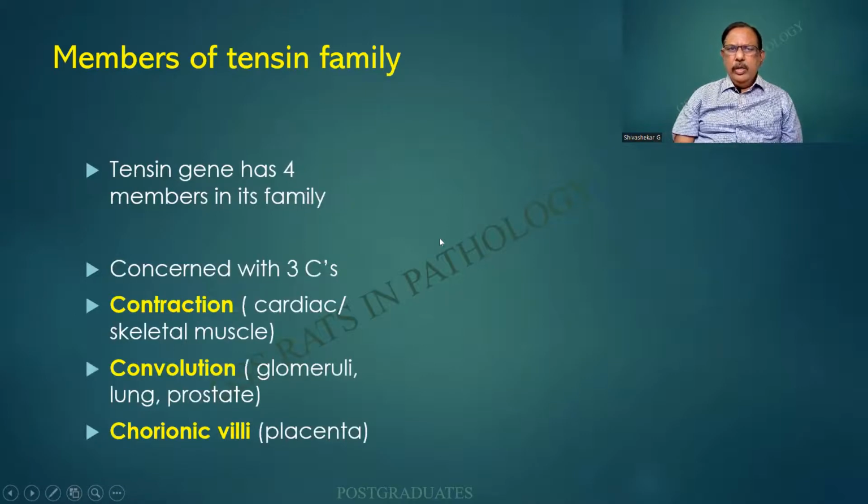It has got 4 members in its family. We shall see what they are. But the major function of it can be taken as contraction, convolution, and the functioning of the chorionic villi. Remember these as 3 C's: contraction, convolution, and the functioning of the chorionic villi. 3 C's.